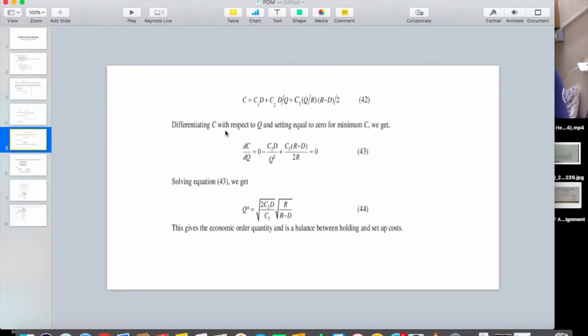Now, we differentiate C with respect to Q and set it equal to 0 for minimum C. We get dC by dQ equal to 0 minus C2D by Q square plus C3 into (R minus D) by 2R equal to 0. Solving the previous equation, we get Q star equal to root over 2C2D by C3 into root over R divided by (R minus D). This will give the economic order quantity and is a balance between holding and setup costs.